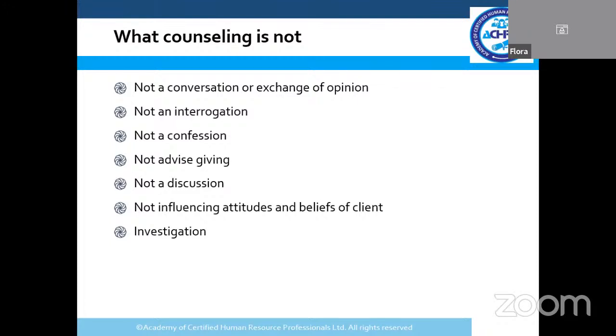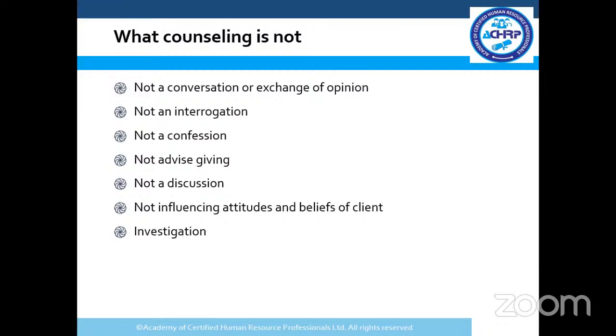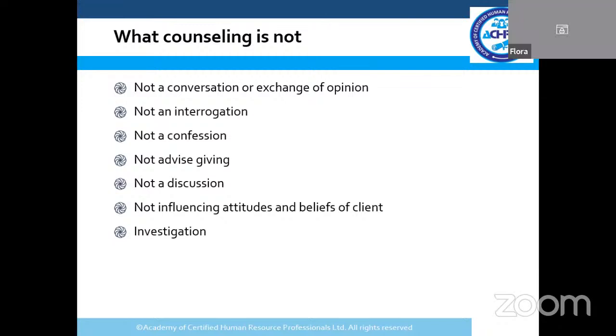If you want to be CID, or you want to investigate, like the people of EACC, one of them is here, then you can tell us now you are interrogating. But if it's counseling, then counseling is not an interrogation. It's not a confession where you confess all your sins. If you want to confess, you go to church. Please, here you are not confessing.